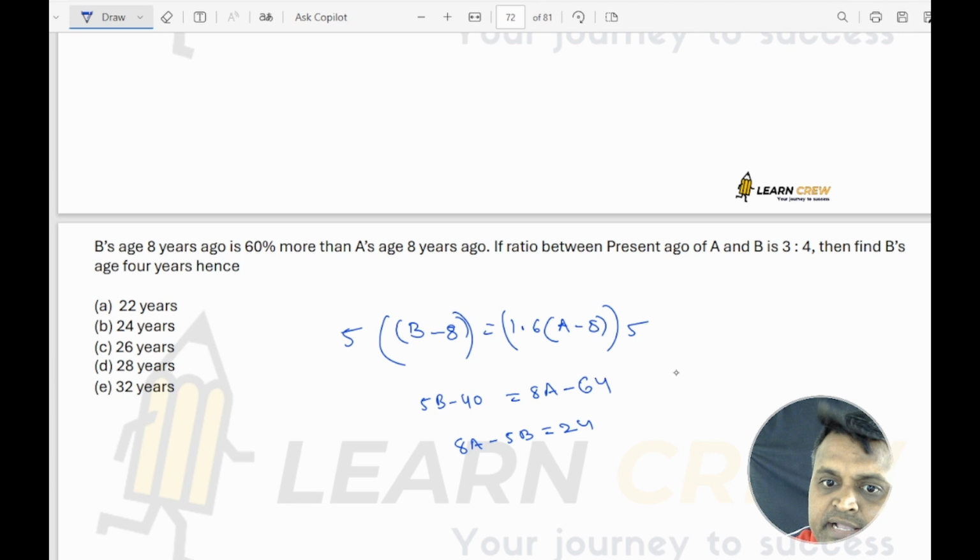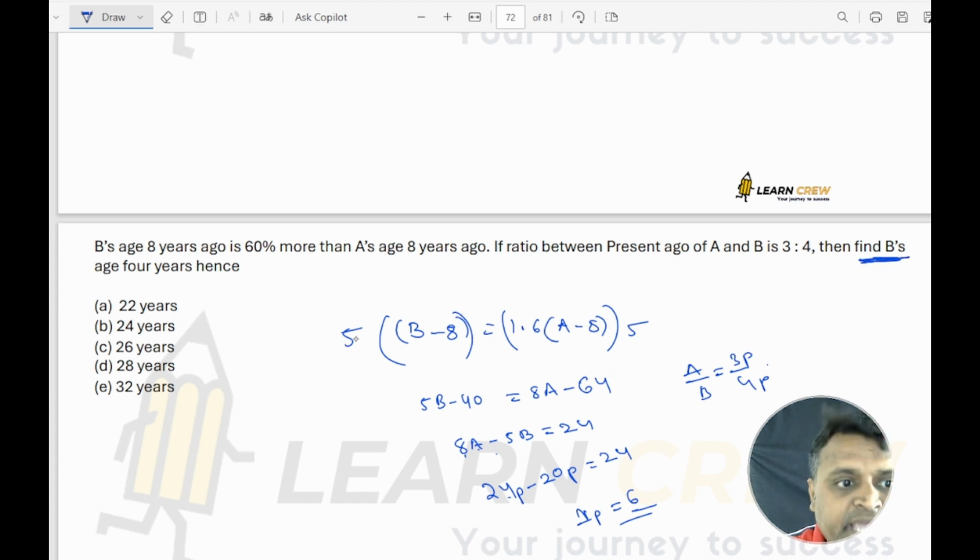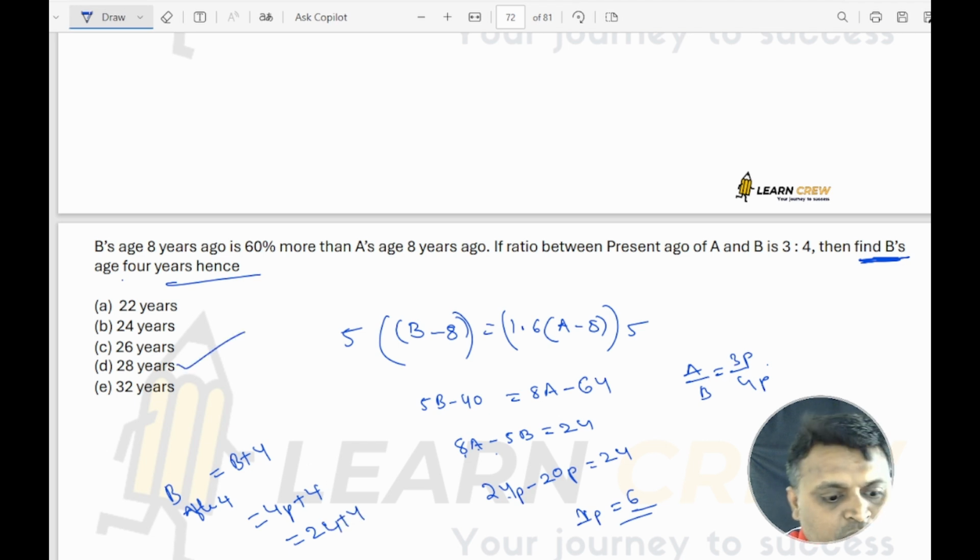Now it is already known that A is to B is 3:4. So if A is 3 parts, B is 4 parts. 8 into 3, 24 parts minus 5 into 4, 20 parts is 24. So 4 parts is 24, so 1 part is 6. Now find B's age 4 years hence. After 4 years it would be b plus 4, and b is 4 parts plus 4. 4 parts plus 4 is 24 plus 4, which is 28. So 28 years is the answer.